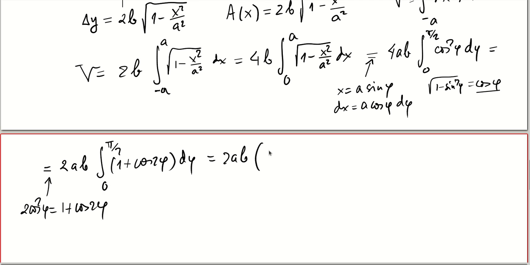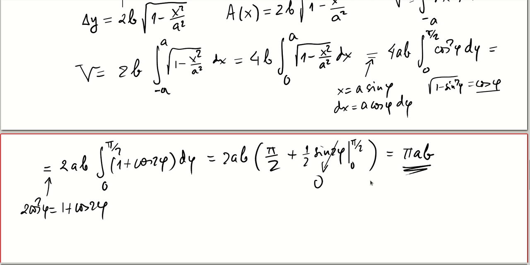The first integral is just pi half. The second integral, the primitive of this is just 1/2 of the sine of 2 phi between 0 and pi half, which is just 0, because the sine of 0 is 0, and the sine of 2 times pi half is the sine of pi, which is 0. Then we have pi a b, and that is the volume of this solid that we have figured out here.